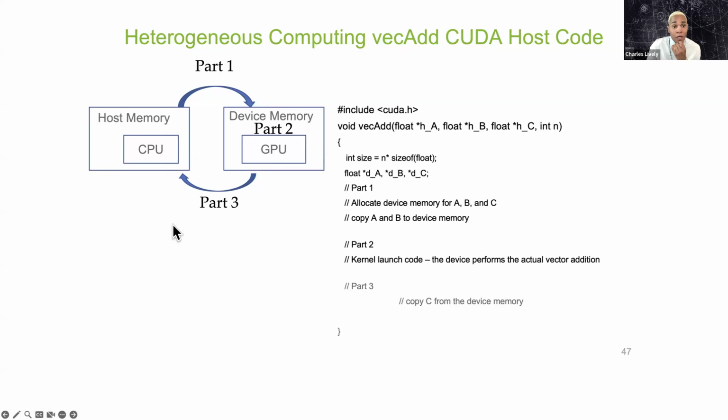So we have our device, having the host memory access and that CPU. And so part one is about making sure that you allocate memory for that device. So you'll allocate memory on the device memory for the GPU, and so you're allocating device memory for A, B, and C. And then you want to make sure you copy A and B to the device memory.